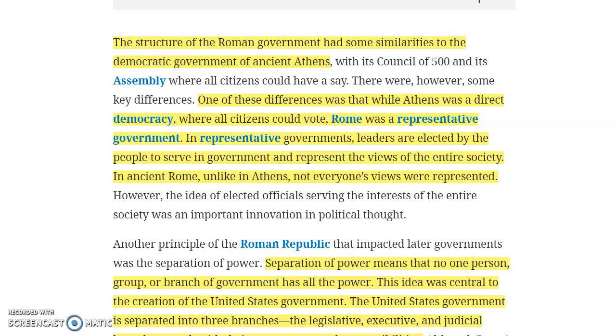So one of the differences is that Athens was a direct democracy where all citizens could vote. Athens is in Greece. If you remember, I don't want you to get confused. So in Greece, it was a direct democracy. Everybody votes. In Rome, it's a representative government where leaders are elected by the people to serve in government. So they vote on who they want to serve in government, and they represent the views of everybody. And that is basically what we have here in the United States. So we elect people, and they are in charge of hearing us out and making decisions for us. So in Rome, not everybody is represented.